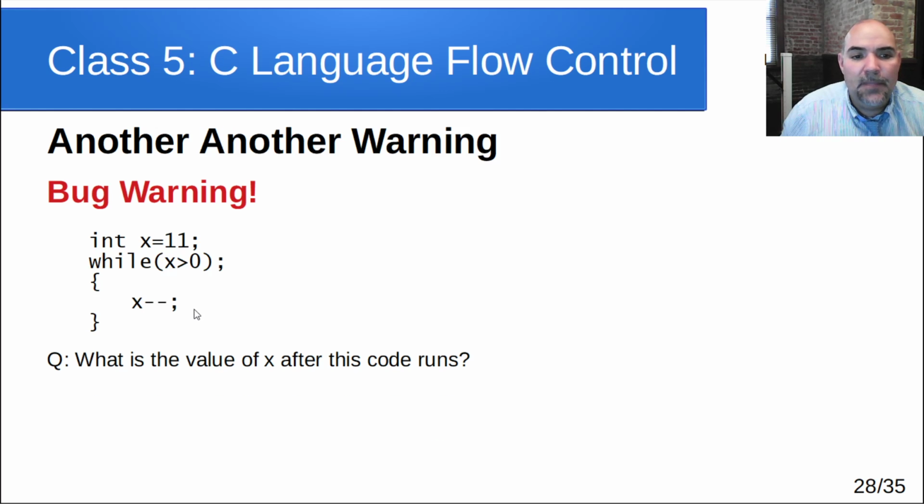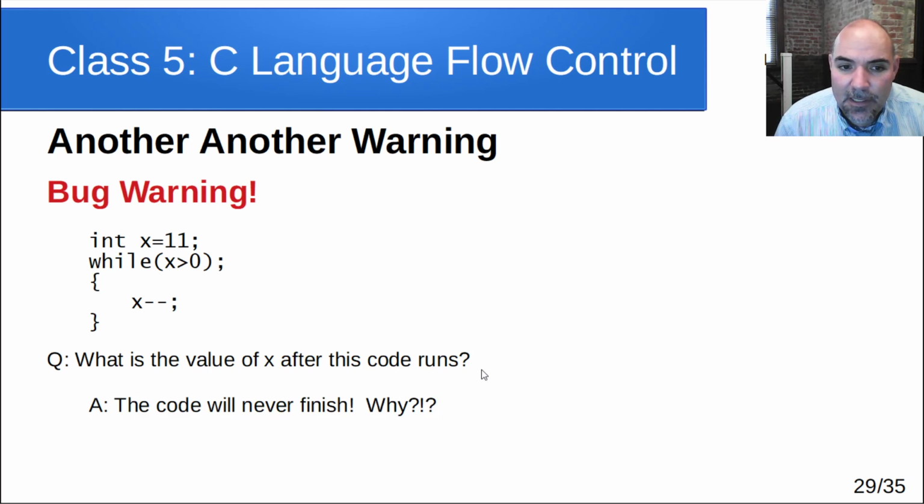Now, another example. Same problem. We say int x equals 11, while x is greater than 0, x minus minus. So you might think, well, this is going to start x at 11, then it'll go to 10 and 9 and 8. It'll decrement all the way down till we get to 0, and then this while loop will stop. So the question is, what's the value of x after this code runs? And this one might have an even more surprising answer: the code will never finish. It'll get stuck. It'll run forever. In other words, we're going to run this code and we're going to enter an infinite loop and never get out of this while loop.